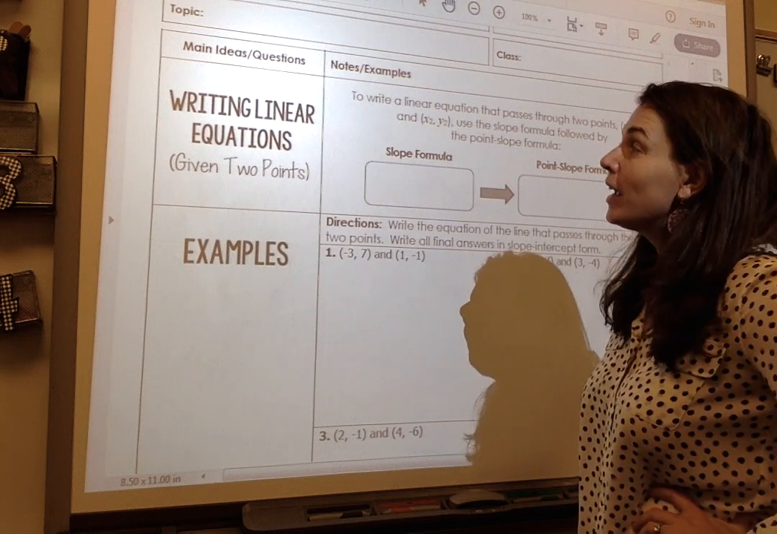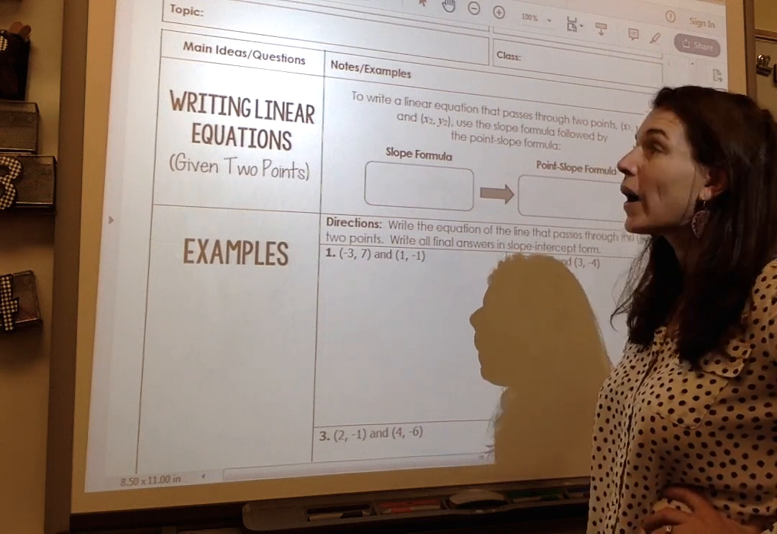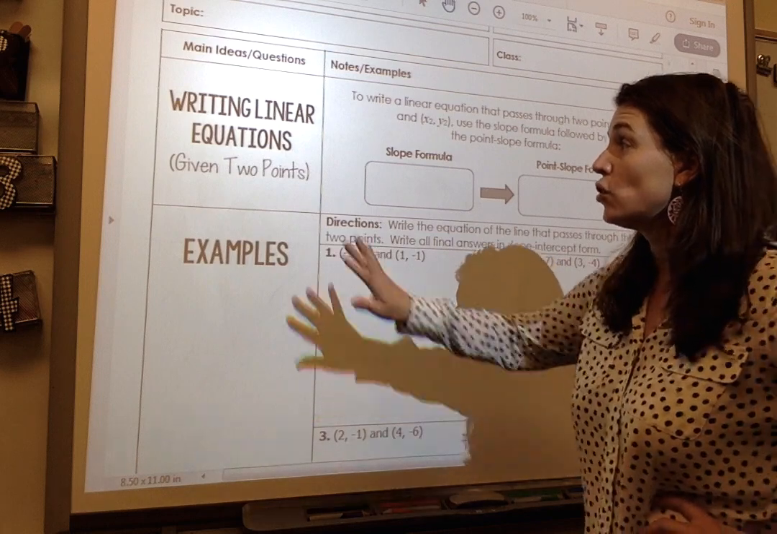Here we go again. Here's our next lesson. We are writing linear equations given 2 points.